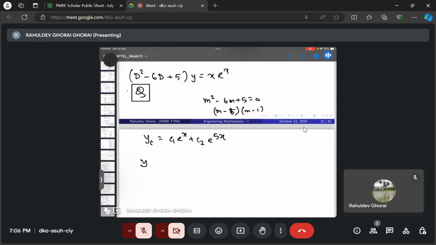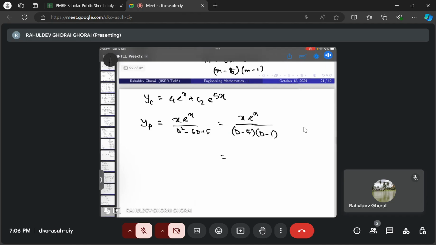Okay. So if you have this, then you need to find yp. The particular integral is e to the power x over D square minus 6D plus 5. To make our life easier, you factorize it as D minus 5 and D minus 1. Now you know the rule, right? It is e to the power ax times the function, so it is e to the power x over D minus 1 times D minus 5.